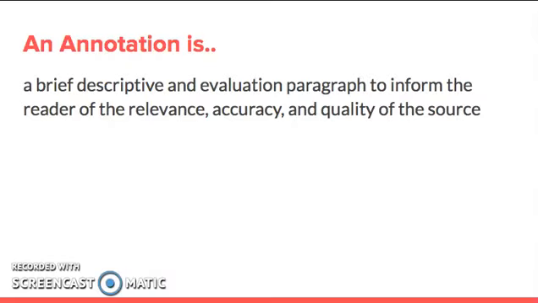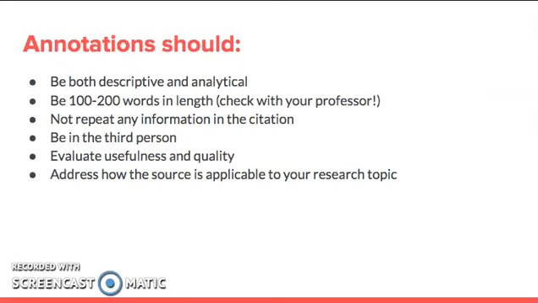An annotation is a brief, descriptive, and evaluative paragraph to inform the reader of the relevance, accuracy, and quality of the source. Annotations should be both descriptive and analytical. You don't need to summarize the entire source in an annotation, but you'll want to highlight the main argument or arguments of the source as well as any valuable conclusions. Annotations are usually 100 to 200 words in length, but check with your professor on the requirements there.